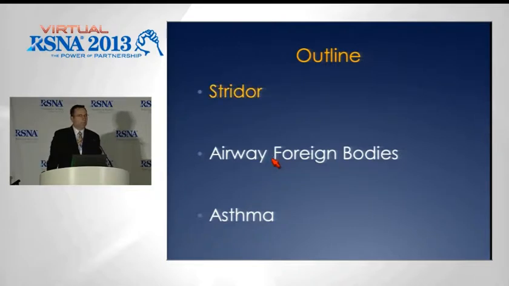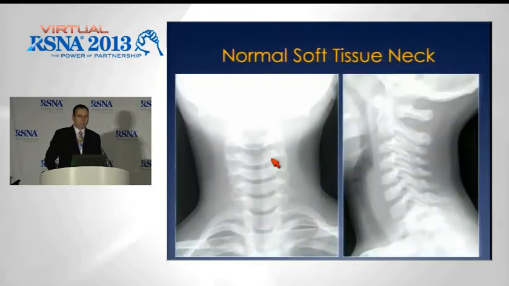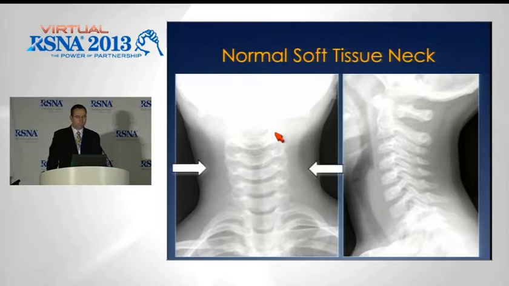Stridor is that high-pitched crowing when you have an obstruction of the upper airway at or above the level of the thoracic inlet. And with stridor, almost inevitably, it's going to come with two views of the neck. To quickly take you through how I evaluate stridor, I first begin my evaluation looking at the soft tissues of the neck. Is there asymmetry? Is there tracheal deviation?